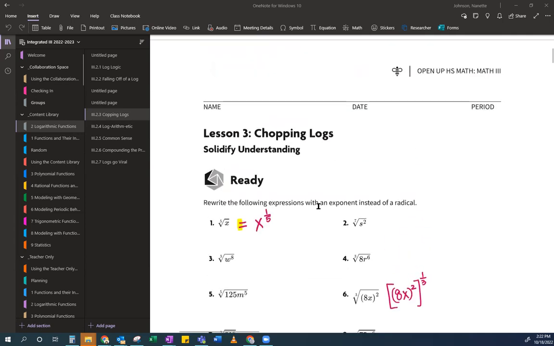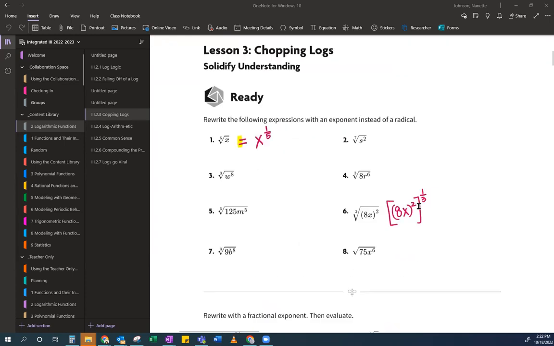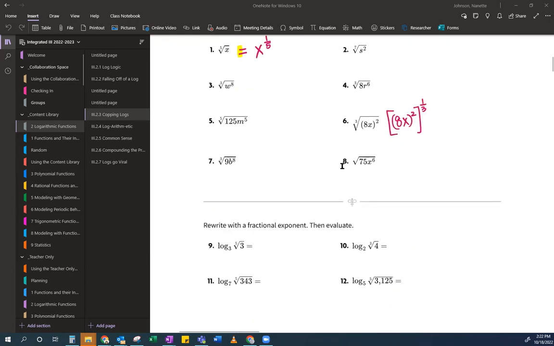Rewrite the following expressions with an exponent instead of radical. They don't want you to simplify at all. They just want you to rewrite it with an exponent instead of a radical. So this 9b to the 8th business stays exactly the same. So that's where I start.